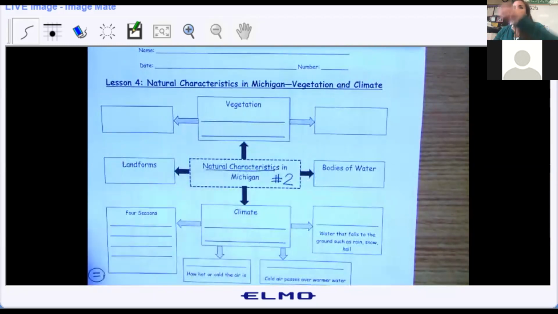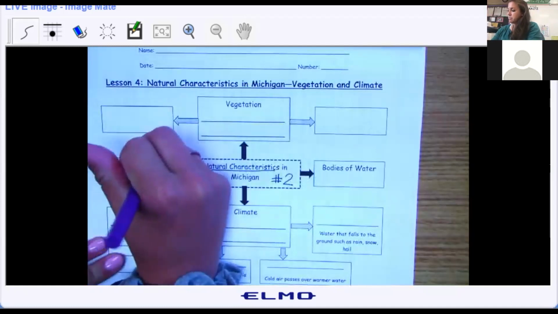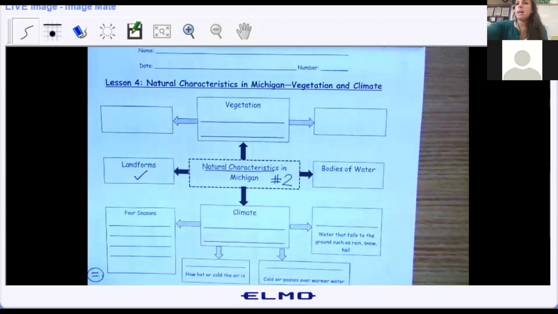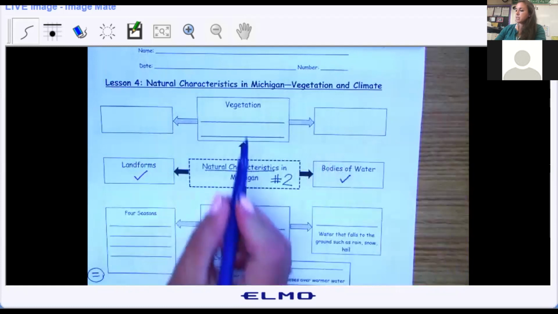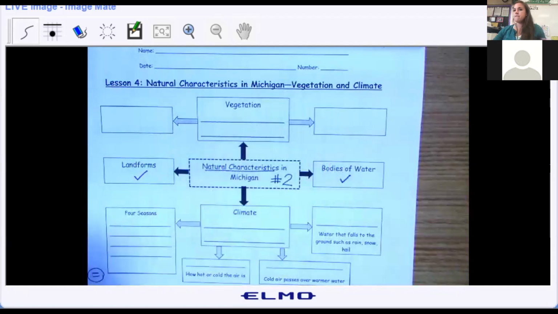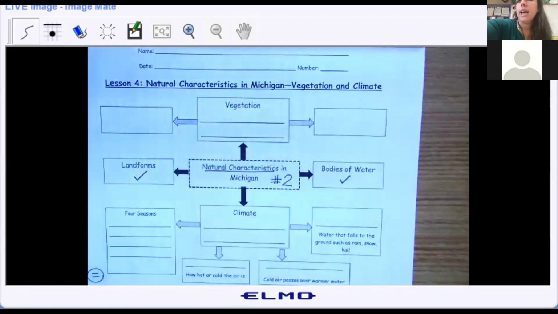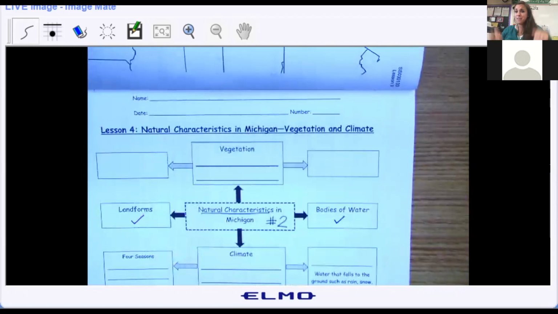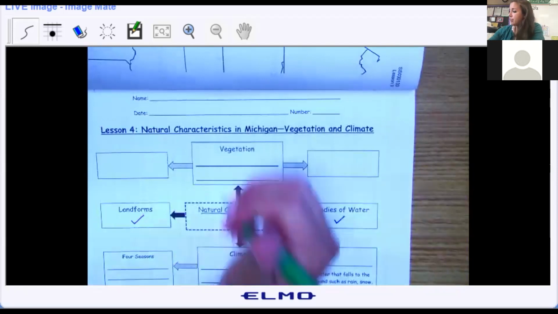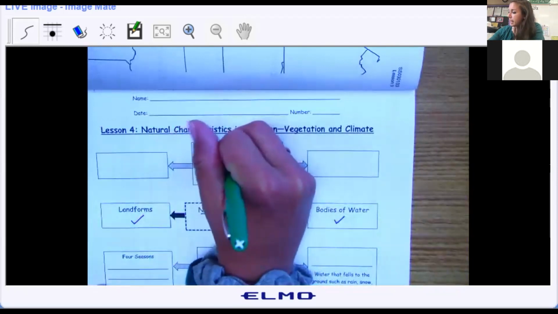We've already talked about landforms, and we've already talked about bodies of water. Now we're focusing on the other 2 parts, vegetation and climate. Let's start with vegetation. Vegetation is a fancy schmancy word for plants.